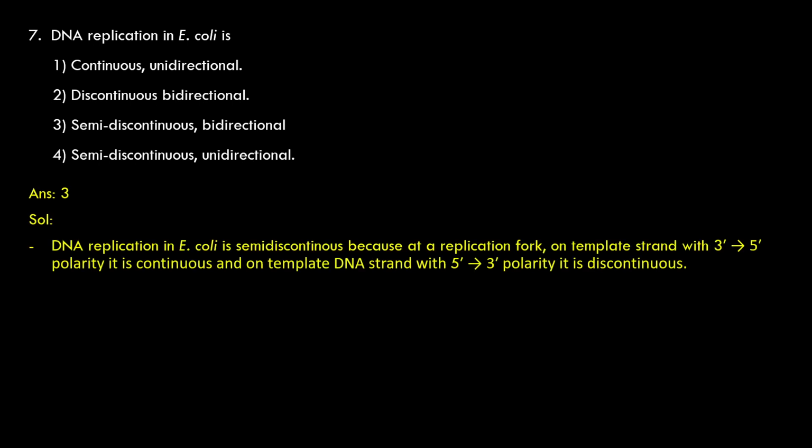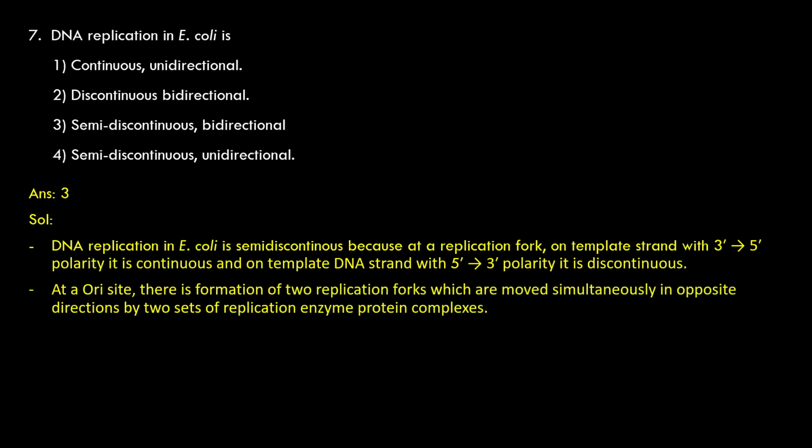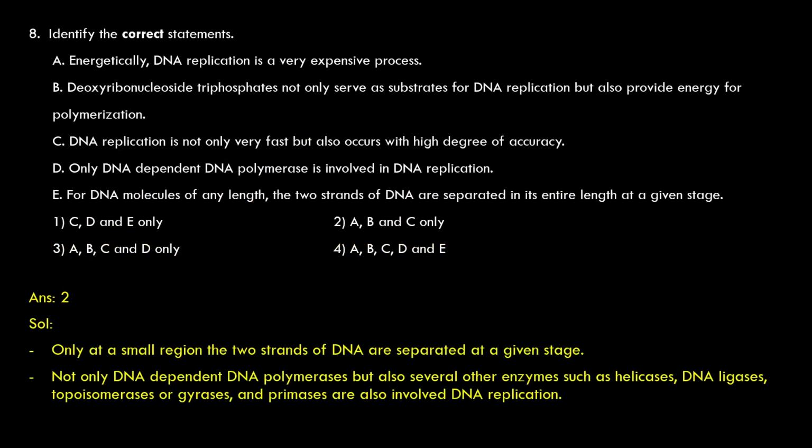DNA replication in E. coli is semi-discontinuous because at a replication fork, on the template strand with 3' 5' polarity it is continuous, and on the template DNA strand with 5' 3' polarity it is discontinuous. At the origin of replication there is the formation of two replication forks which move simultaneously in opposite directions by two sets of replication enzyme protein complexes. Coming to the next question.